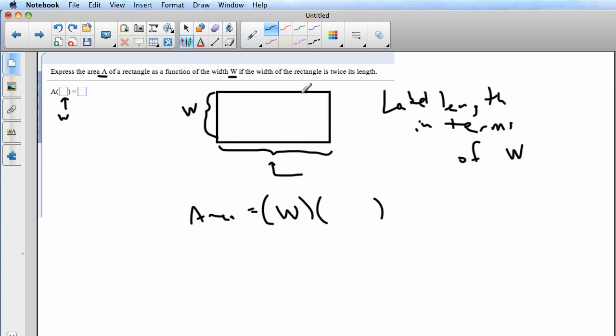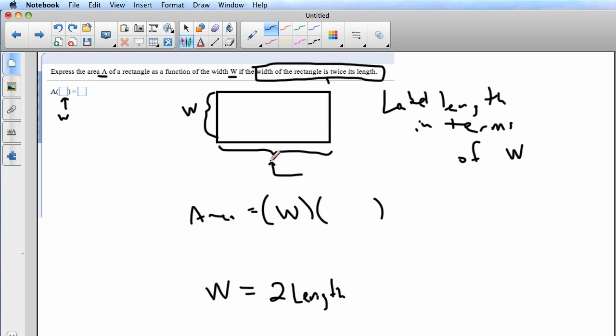So how do I know how to do that? Well, there has to be more information given in the problem, and it does tell us here that the width of the rectangle is twice the length. Width is twice the length, and so this word is a big clue. So width equals twice length. So whatever I label this, twice this label, the label here for length, should be W.